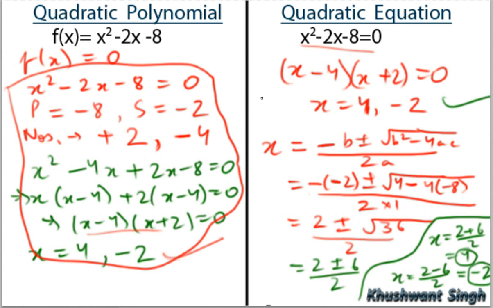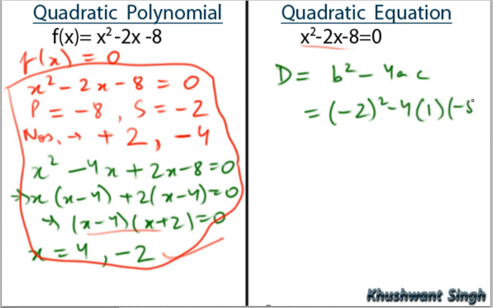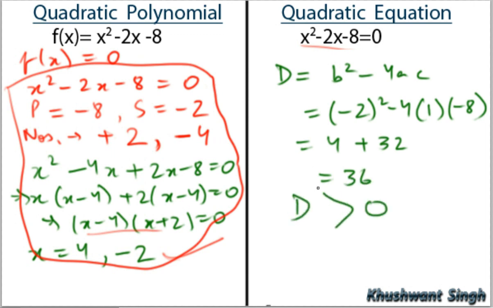Now I want to show you a very interesting thing in here. Just let me erase this. So erased. I said that D is equal to b square minus 4ac. So b square means minus 2 square, minus 4 into a into c. So minus 2 square is 4, and here again 32, so 36. That means D is greater than 0.